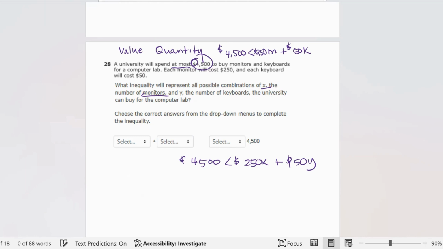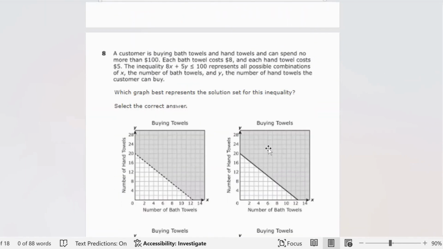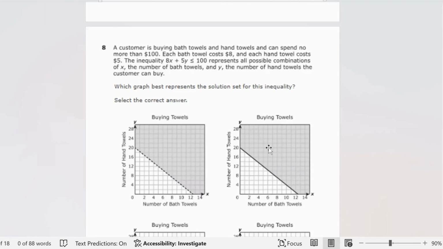It might be on this drop down here, it looks like this, okay? Less than 250x plus 50y. Okay. So that will be the equation, or might be. I hope you understand this inequality. Let's look at, oh, there are some more, okay? Some more. Number 8. Here we go.